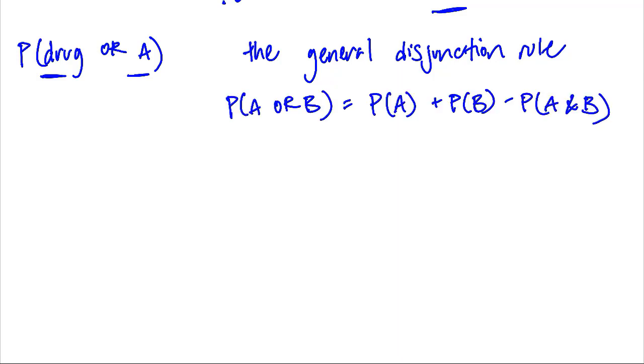The probability of A or B is the probability of A plus the probability of B minus, this is important to remember, the probability of A and B. So why we need this last term here, we'll talk about in a second, but first let's just do this for our problem.